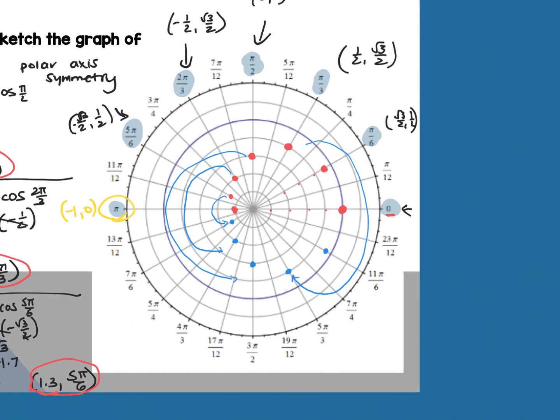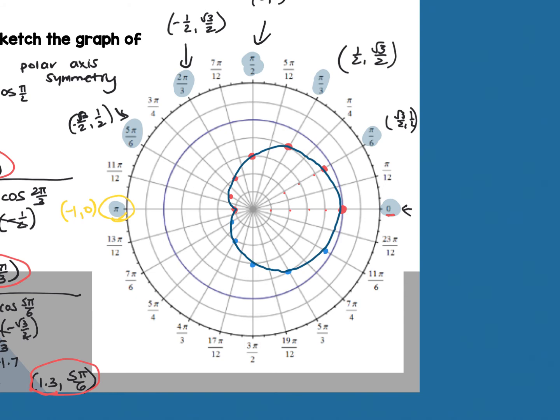So everything that was above the axis now gets duplicated underneath the axis, because again, we have polar axis symmetry. And now I'm going to connect these points. So this is one of these weird shapes, which we're going to learn in a minute. It's like a kidney bean, sort of, okay?